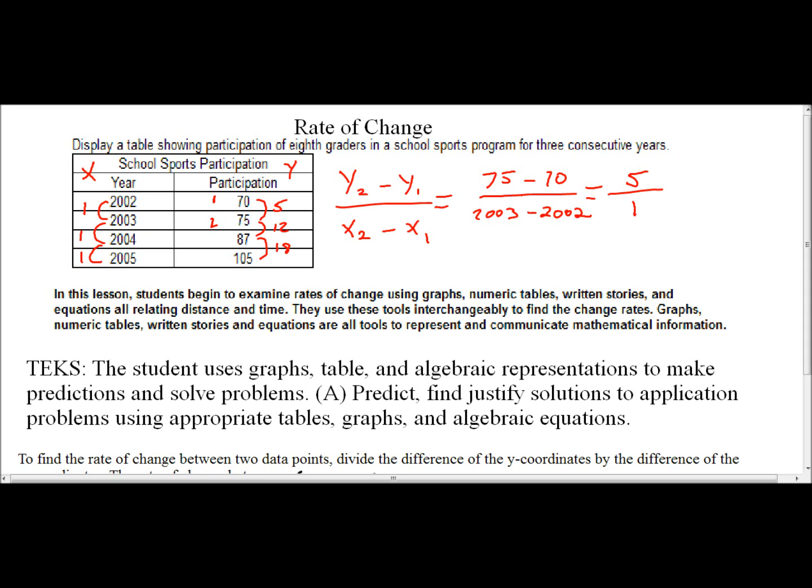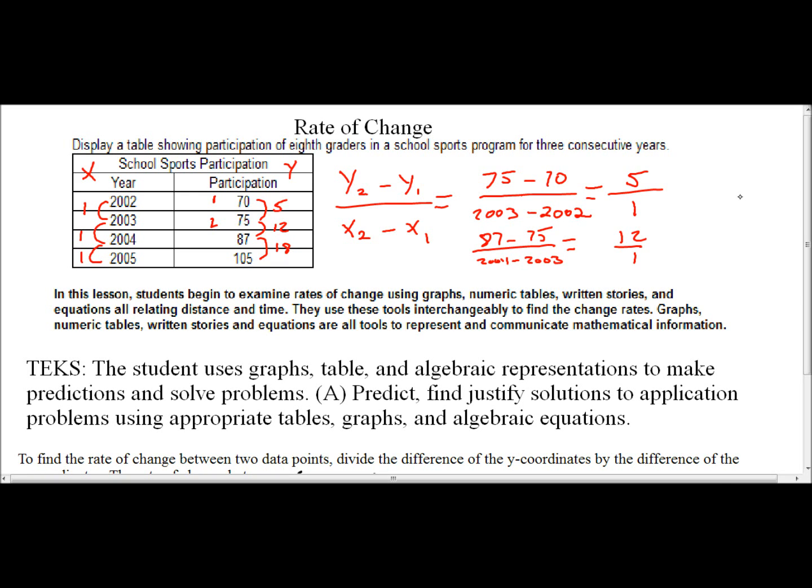Let's take a look at the next one briefly. We have 87 minus 75 over 2004 minus 2003, and that's going to give us, this is where I got the 12 over 1. So again, between 2003 and 2004, that was an increase of 12.